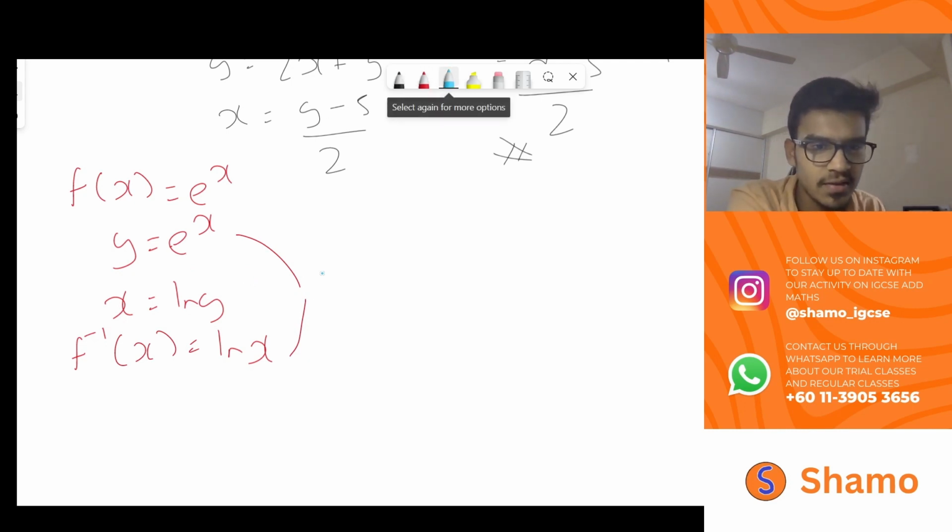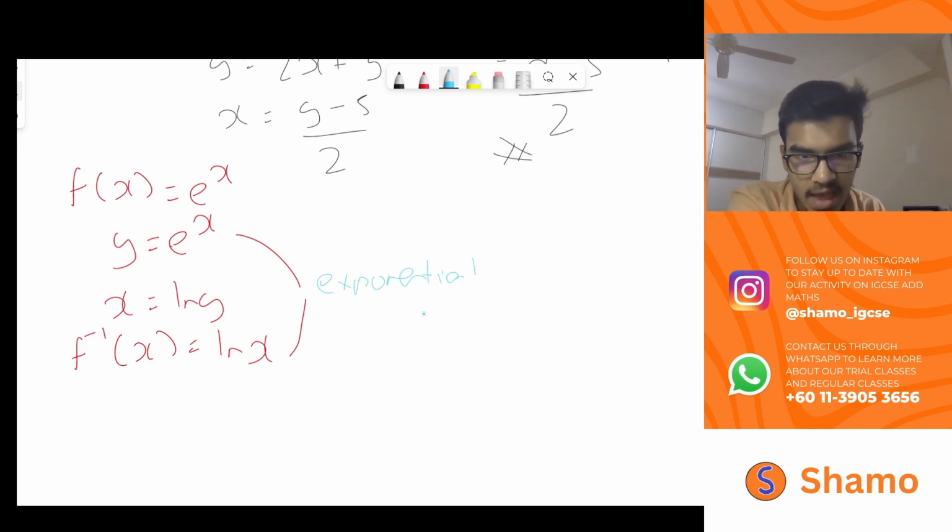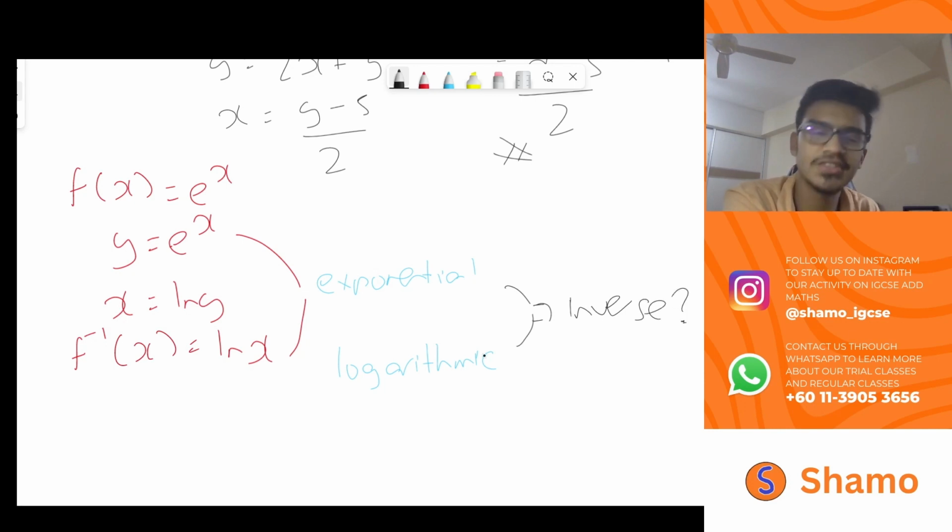So does that mean that exponential and logarithmic functions are inverse functions of each other? Let me write that weird arrow. Are they inverse functions of each other? Okay, one case is true. Is every case like that true? Well, yes. All exponential functions and logarithmic functions are inverse functions.